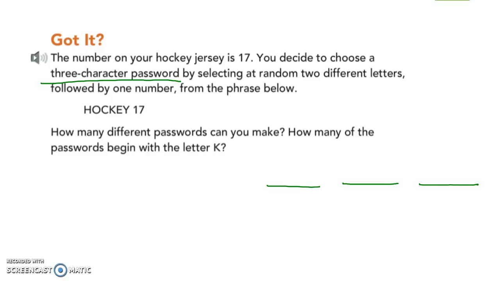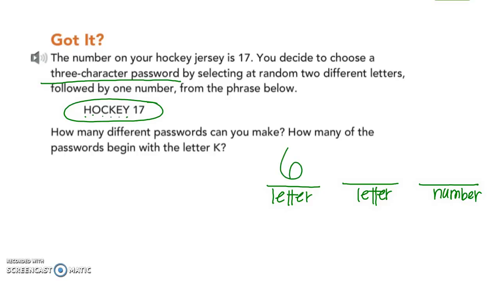Selecting 2 different letters. So I'm going to write under the first 2 that they are going to be a letter. And then followed by 1 number. I'm going to write number. Okay? All right, and the letters and the numbers have to come only from this. So we're not thinking the entire alphabet or number system. We're just choosing from those letters. How many letter choices am I going to have? I have 1, 2, 3, 4, 5, 6. I have 6 different letters that I can choose from.